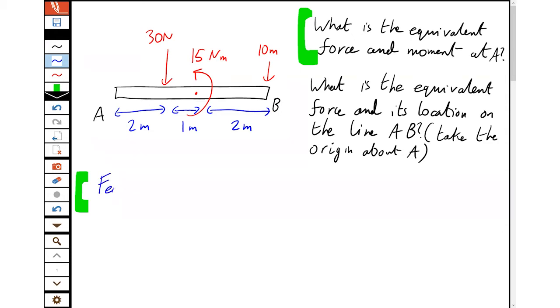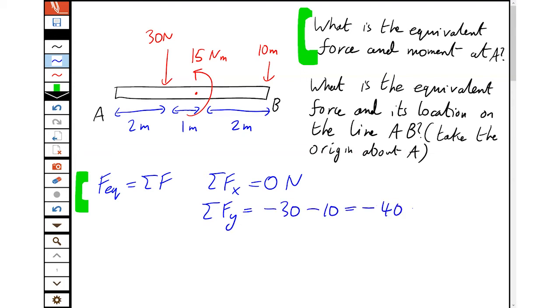Well, the equivalent force is just the sum of all the forces, and that has x components and y components. So the sum of all the horizontal forces is 0. That's handy. If something's 0, you don't ignore it, you do it and say it's 0. Then the sum of all the vertical forces is minus 30 down, minus 10 down. So that's minus 40 newtons down. And remember, forces don't care about point moments. That 15 Newton meters doesn't do anything to this.